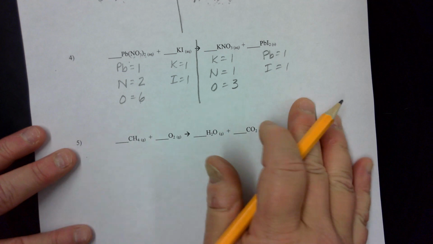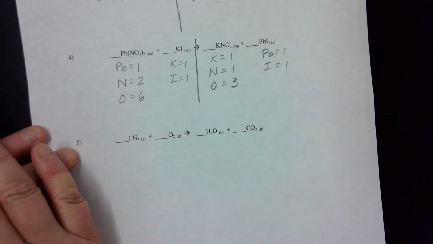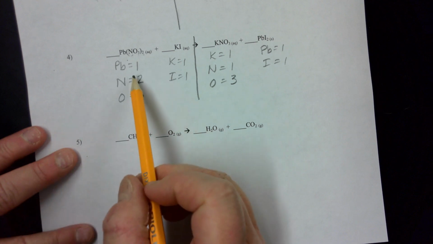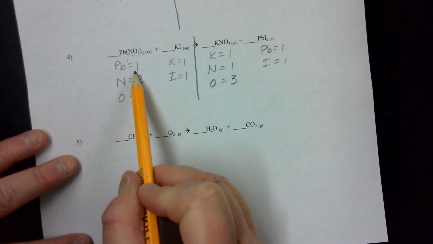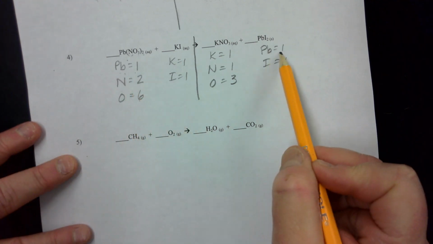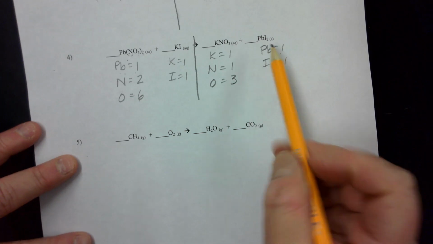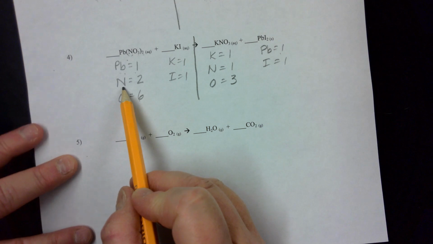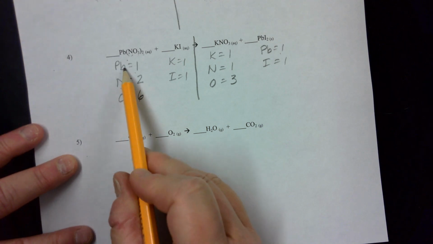Okay, so now that I've done my inventory, I'm going to go back, and I'm going to be methodical. I'm going to look at each element one at a time and just see what happens. So Pb, I have 1 on the left, 1 on the right, so that's good. Nitrogens. I'm going back to the start, and I'm going to look at each element methodically. So the next element I see here after lead is nitrogen.